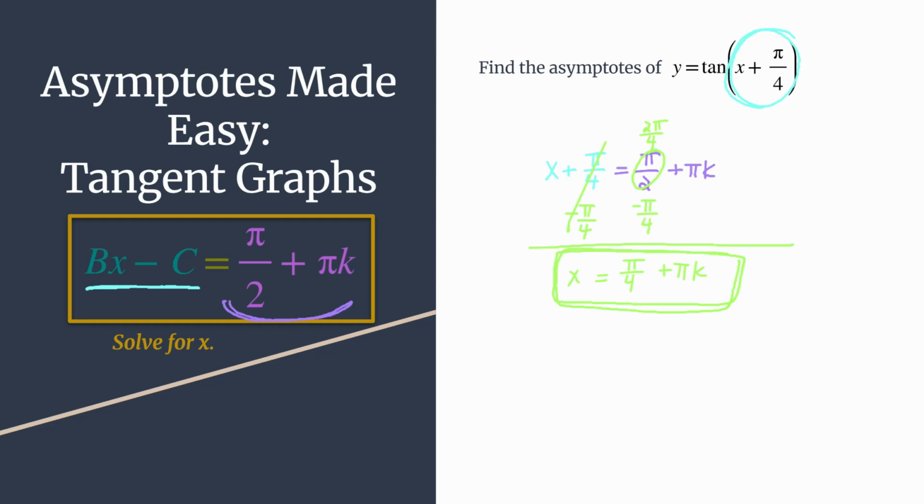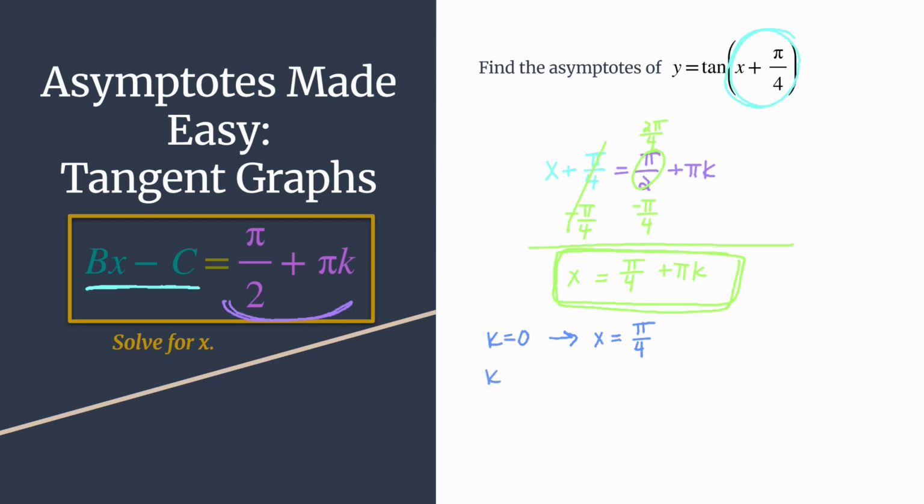Now, if you want a little help understanding k, I'll show you how you can substitute in a few different integers and get different asymptotes along our graph. I always like to start with k equals 0. That one's usually just very straightforward. When you plug in a 0 for k, we find that there's a vertical asymptote for our graph at x equals pi over 4, because the plus pi times 0 cancels to 0.